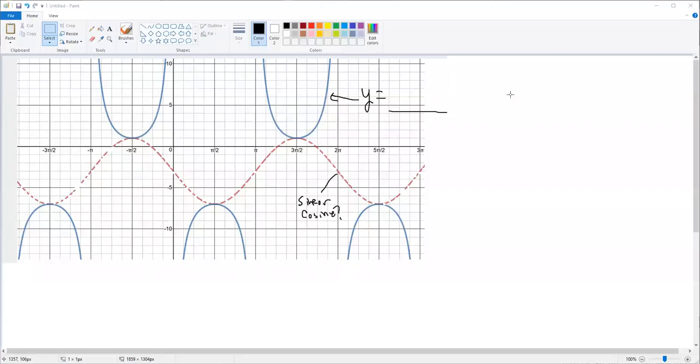So the question I was asked was, I'm having trouble identifying cosecant graphs and then knowing what to do with them. The example I posted on the discussion board was this blue graph, but of course I had already added in the red graph.